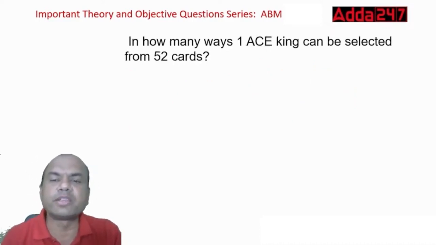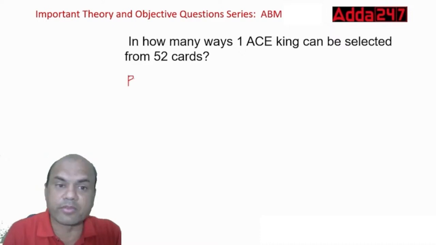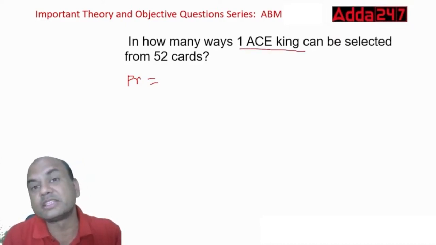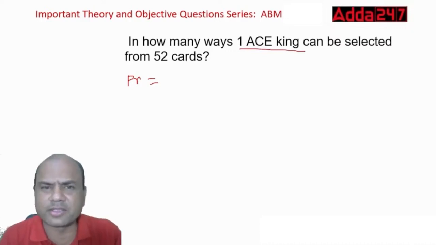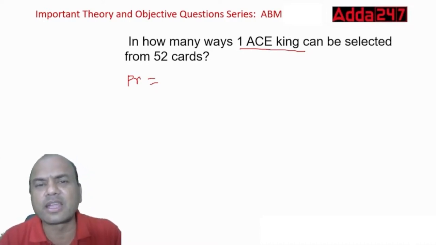In how many ways can one ace king be selected from 52 cards? Now the probability is changing. Probability equals what is required now? Required is one ace king. How many ace kings are there in the pack? There are four types of cards, right? Ace, heart, and what is the next one? Type in the comment section, everyone. Ace, heart, diamond, right? Diamond is the third one.